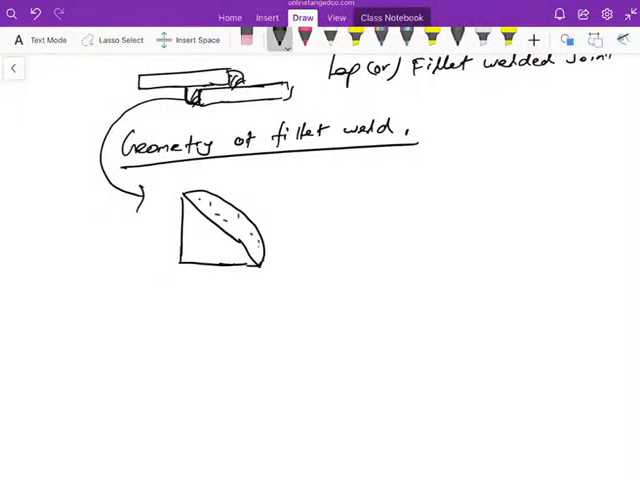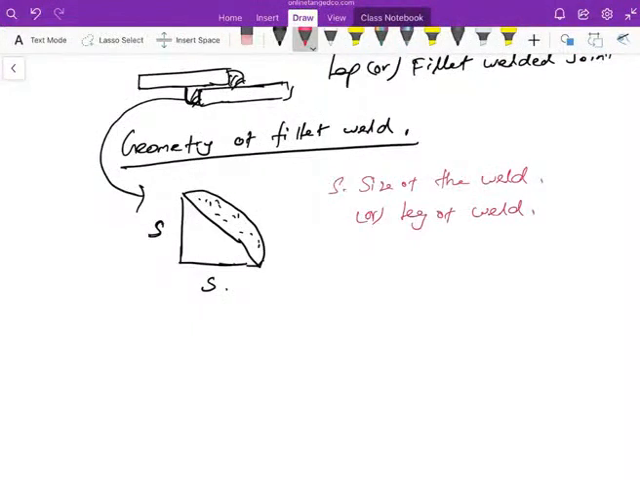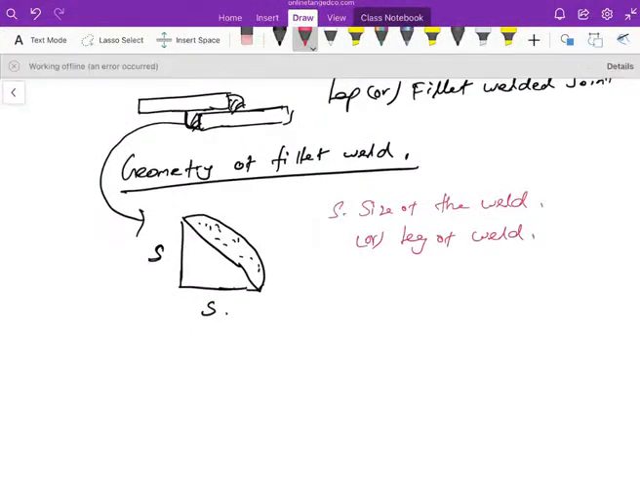This is our welded area. Okay, this S is nothing but the size of the weld. You can say S is nothing but the size of the weld, or we can say the leg of the weld. The other word is leg of weld. Okay, size of the weld or leg of the weld.